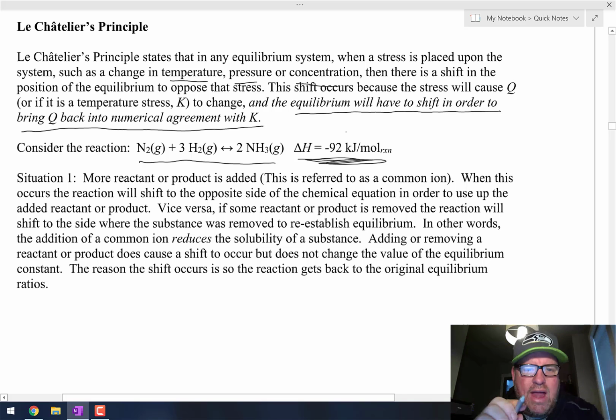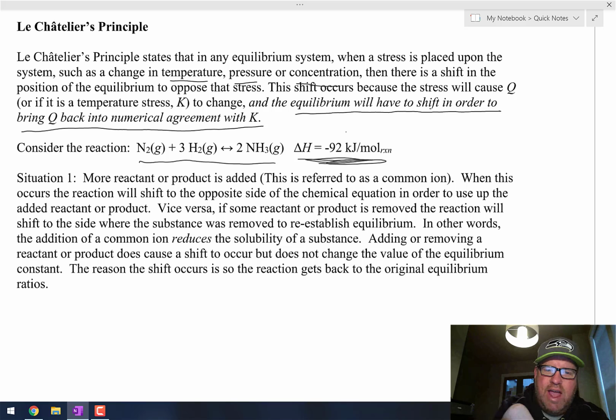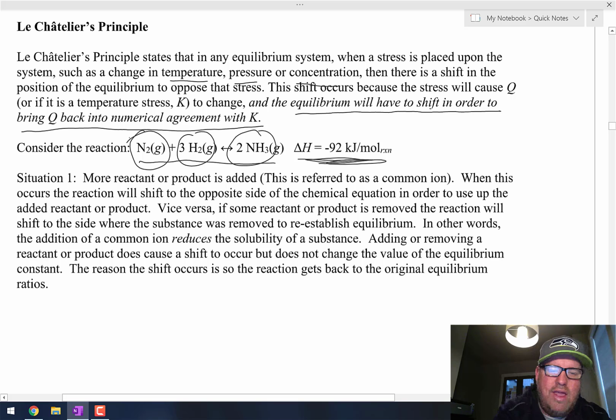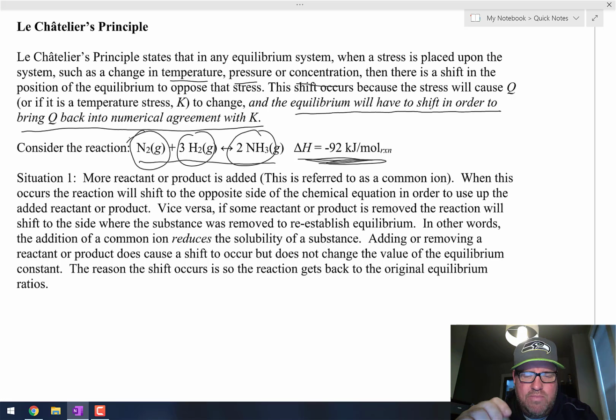Okay, if you add some reactant or product to the equilibrium mixture, let's say I add some NH3, or I add some hydrogen, or I take away some nitrogen. If more reactant or product is added, we've increased what's called a common ion. These aren't really ions in this case, and we'll talk about common ions in the next part of Unit 6. When you add a reactant or a product, the reaction is going to shift to the opposite side of the chemical equation in order to use up that product or reactant that you've added.